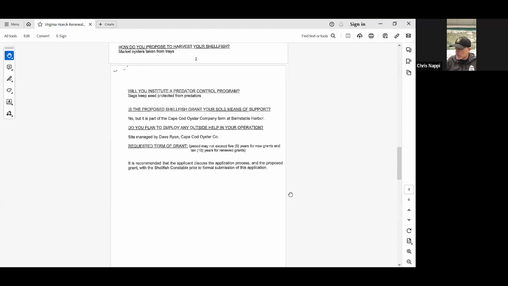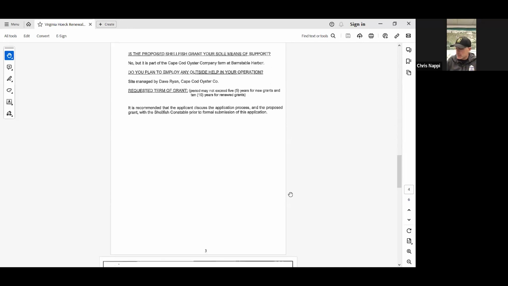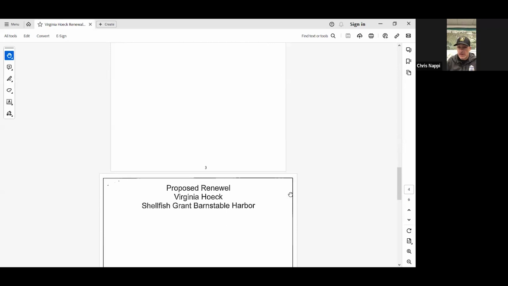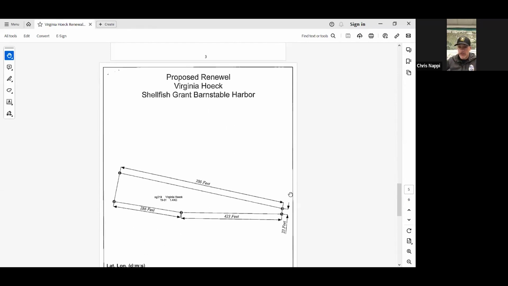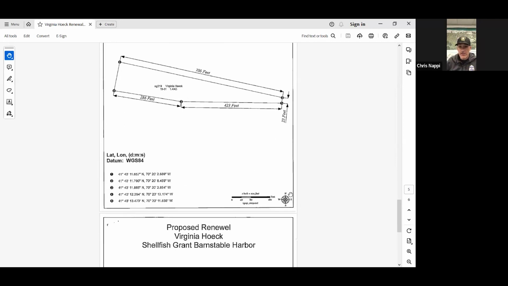Is the proposed shellfish grant your sole means of support? No, but it is part of the Cape Cod Oyster Company farm in Barnstable Harbor. Do you plan to employ any outside help in your operation? The site is managed by Dave Ryan of Cape Cod Oyster Company. And this would be for a term of 10 years, as this site has been operated by Cape Cod Oyster for some time now. And then you can see here, there's the maps.